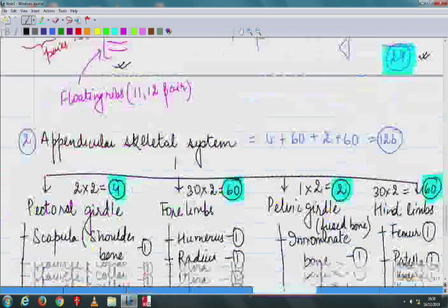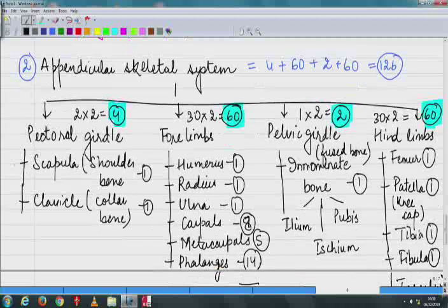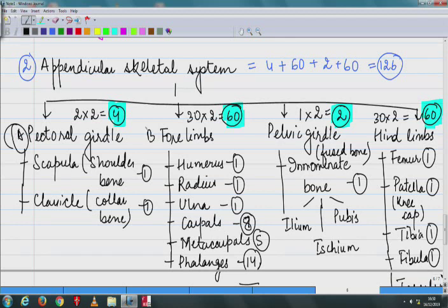The appendicular skeletal system supports the lateral parts of your body. Pectoral girdle, the first thing. Then you have forelimbs, pelvic girdle, and hind limbs. You have 4 sections of it. Scapula, shoulder bone, clavicle, collarbone. So 1 scapula, 1 clavicle in each pectoral girdle. Since you have 2 pectoral girdles, you have 4 bones.